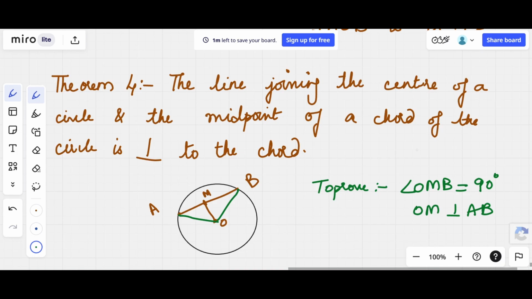Ma'am, it's given that M is the midpoint, right? Ma'am, I think we have to prove the congruency of the two triangles. So AM equals BM. MO is common. And then AO equals BO because of radius. So by SSS rule, triangle AMO is congruent to triangle BMO. And then by CPCT, angle AMO is equal to angle BMO.